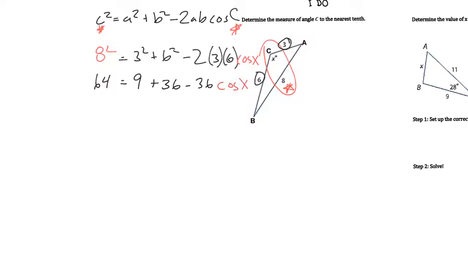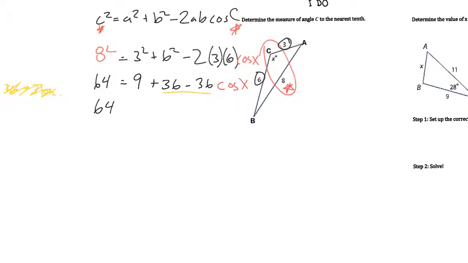Now, a common mistake people make is they try to add 36 minus 36. We cannot do these because this 36 has a cos x attached to it, like a variable. So those are not like terms. That's like trying to add 36 minus 36x. I can't combine those because they're not like terms.